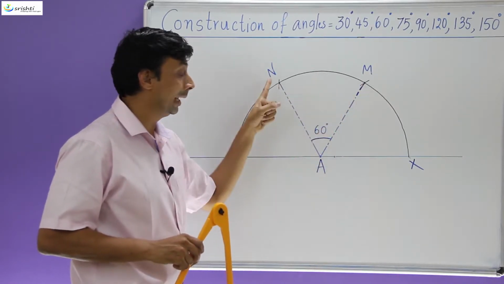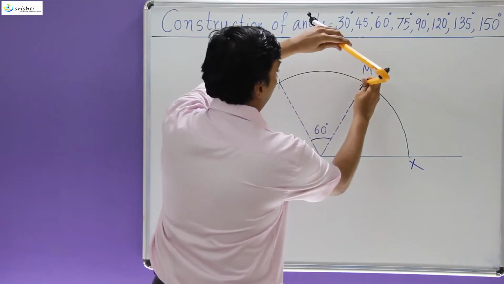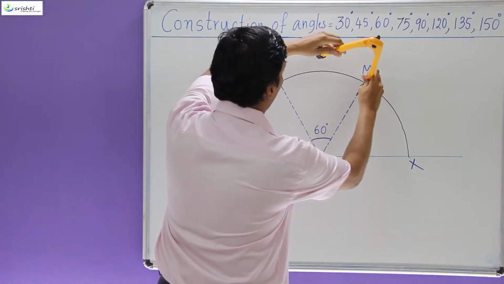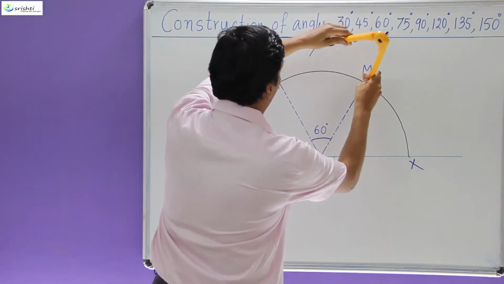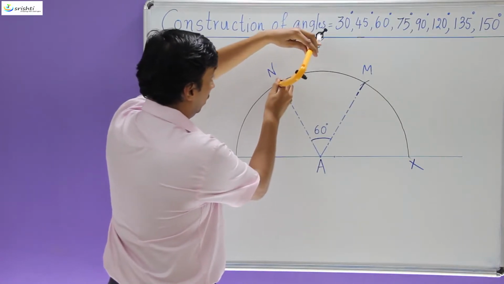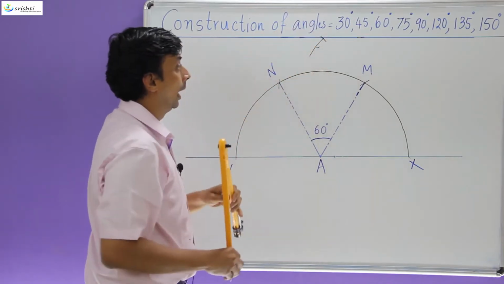Angle MAN. We keep the rounder over here. We take a suitable measurement. We construct an arc with the same rounder measurement. Keep the rounder on N and construct an arc.